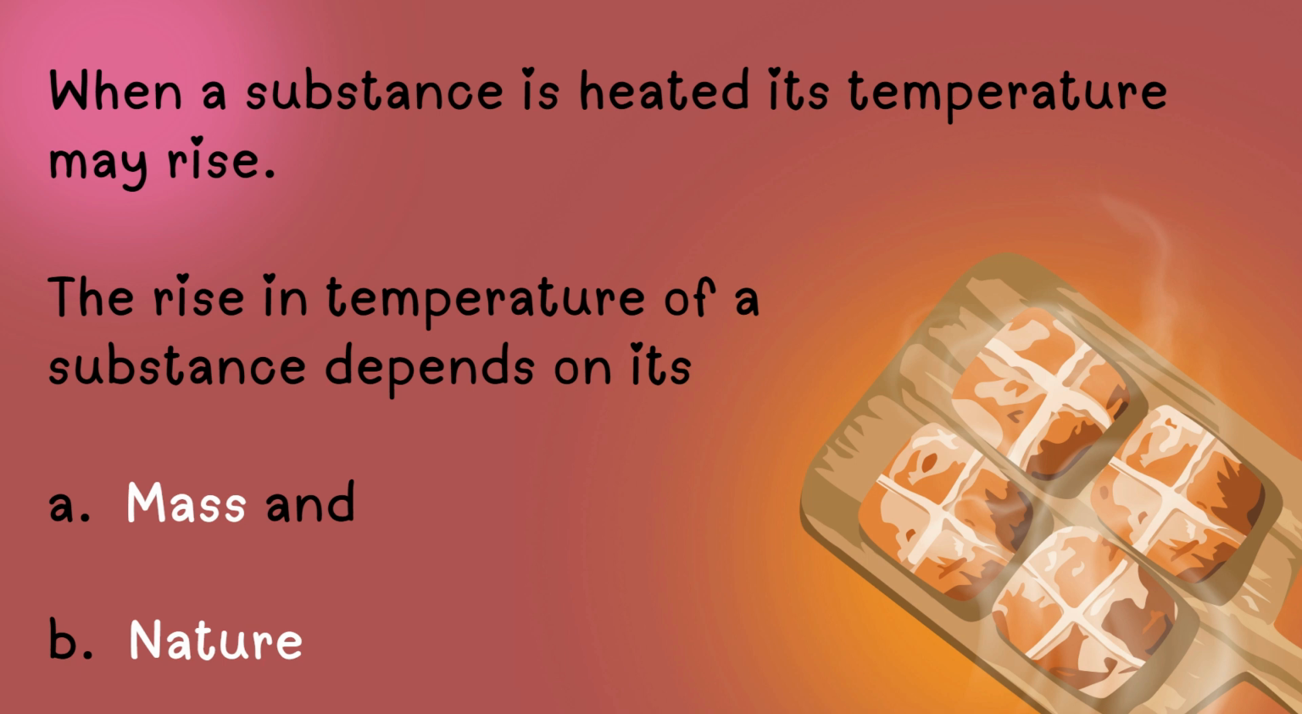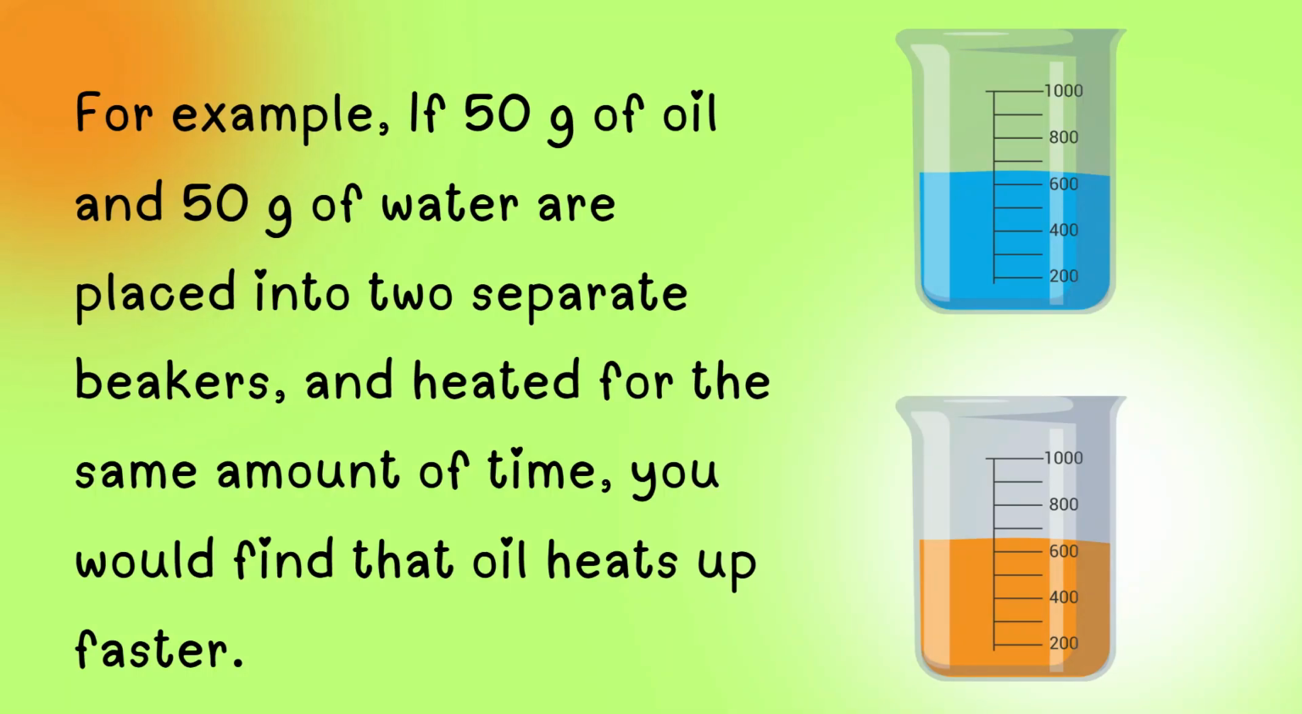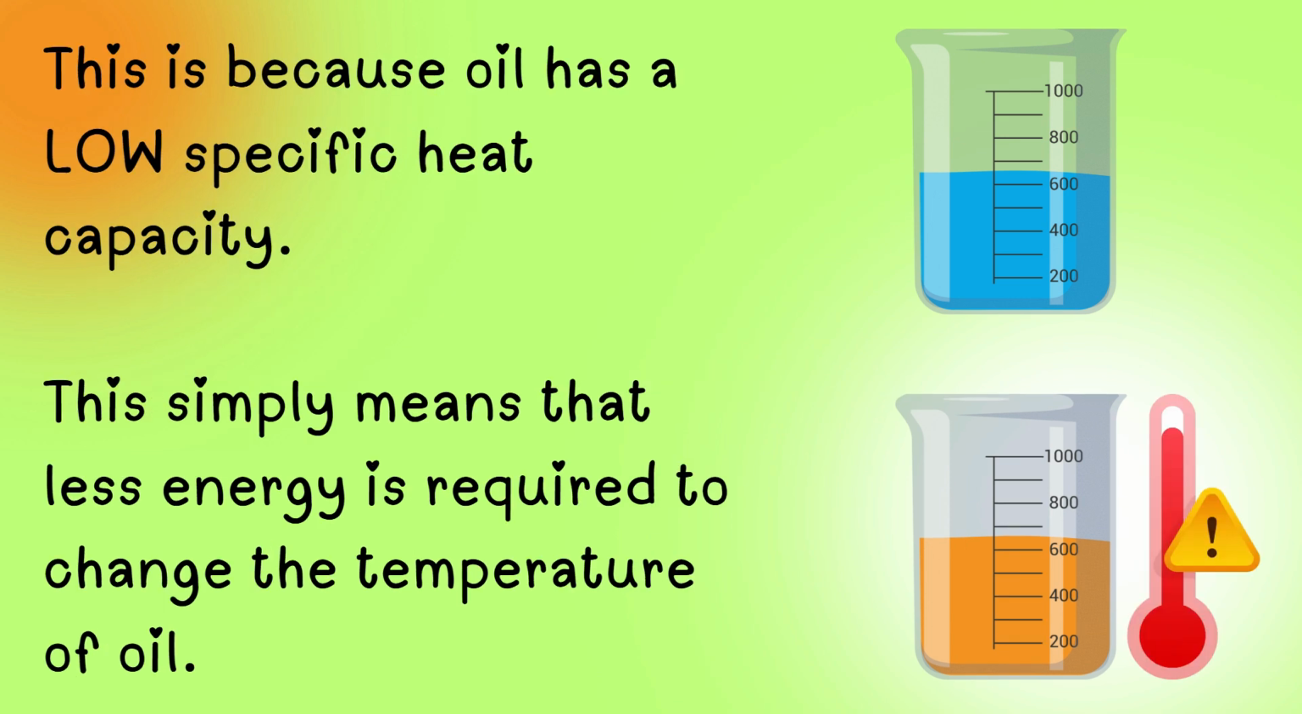When a substance is heated, its temperature may rise. The rise in temperature of a substance depends on its mass and nature. For example, if 50 grams of oil and 50 grams of water are placed into two separate beakers and heated for the same amount of time, you would find that oil heats up faster. This is because oil has a lower specific heat capacity. This simply means that less energy is required to change the temperature of oil.